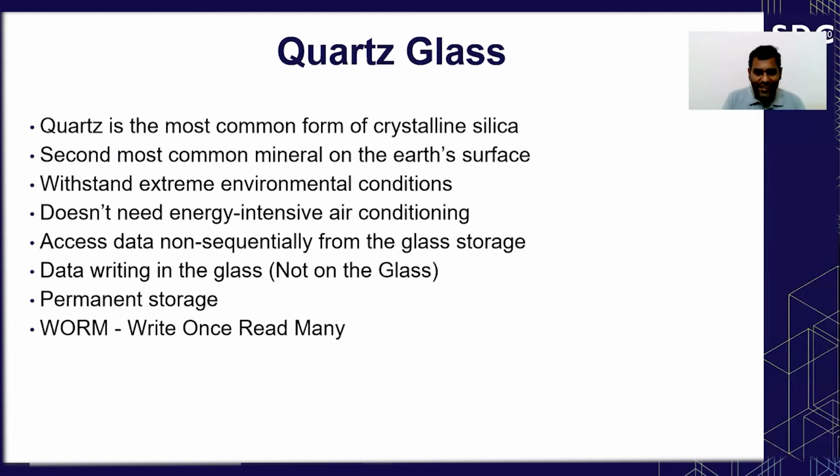Why am I specifically saying this? If we write on the glass, there is a possibility of damaging the data by scratching the glass or in other ways. But here we are writing the data in the glass, so whatever scratch or accident, even if it falls down, we can still retrieve the data. So basically it is a permanent storage, and we call it a WORM. It means write once, read many.